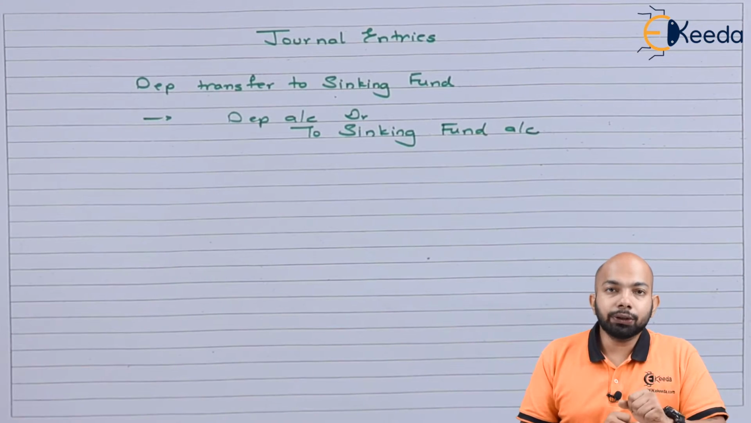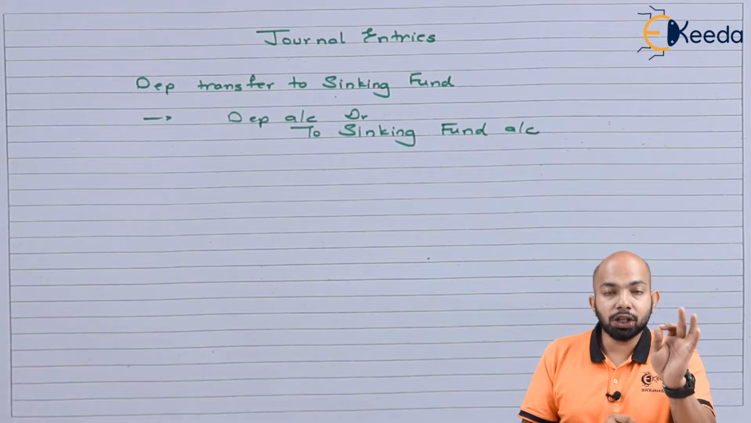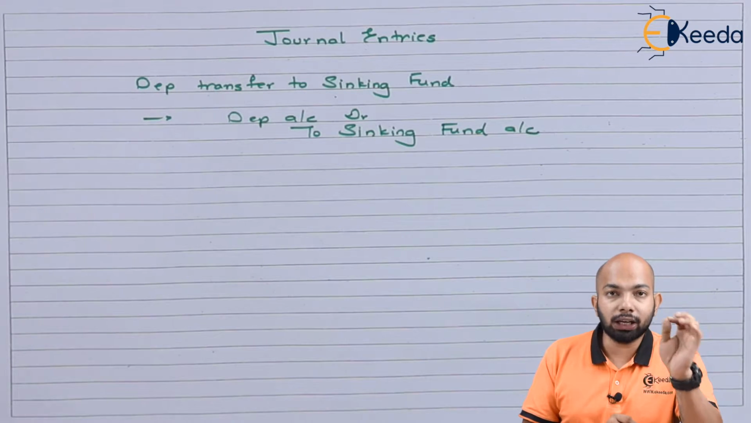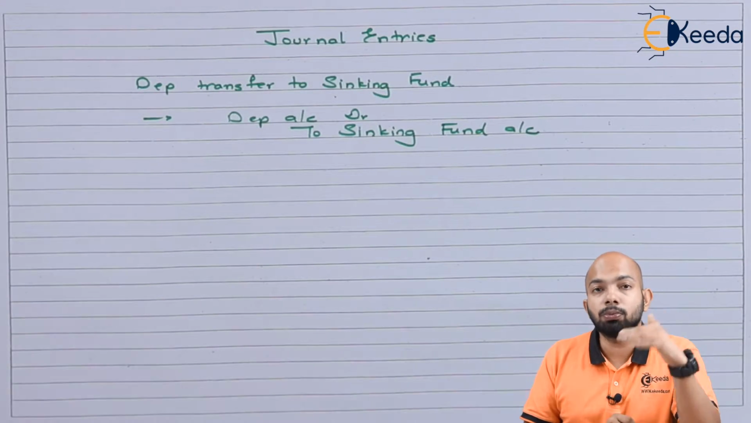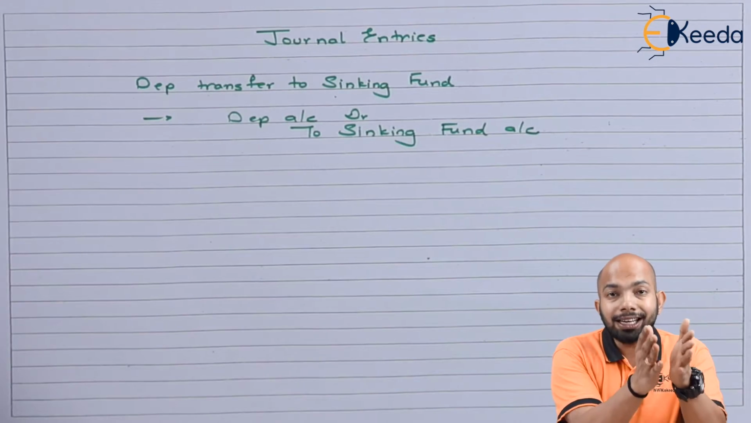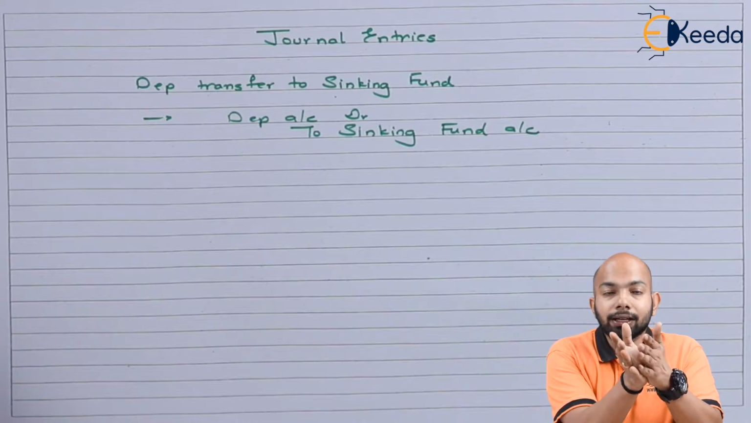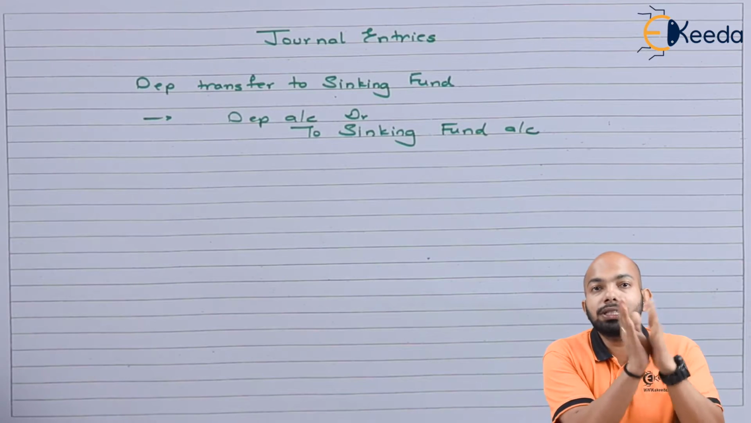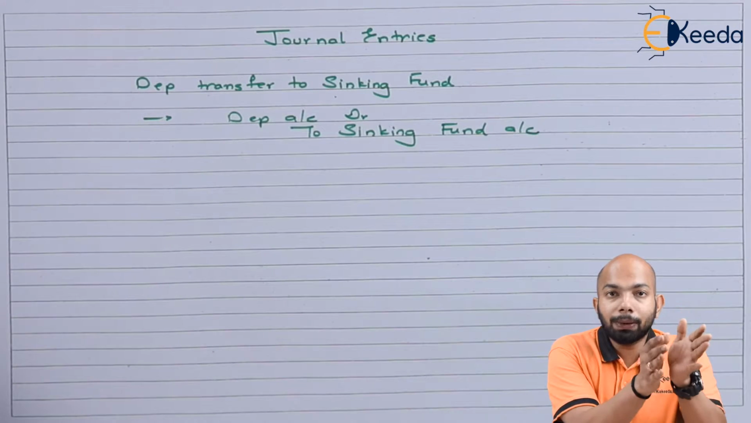The first entry that we are talking about is the transfer of depreciation amount to sinking fund account. So depreciation as an expense will be moved to a fund account. Now it is a fund account, hence it will have credit balance. So depreciation account debit to sinking fund will be the entry that will be passed here.